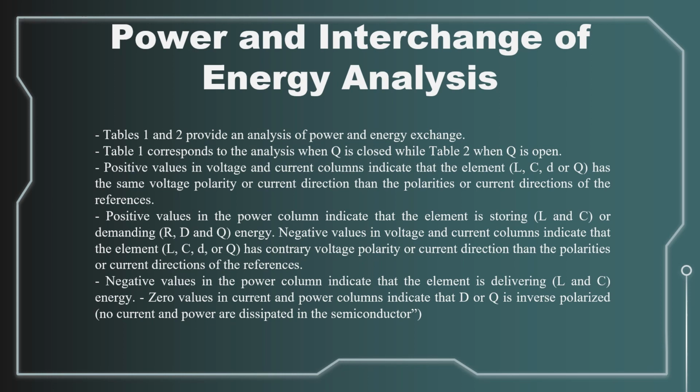A negative value in the voltage and current columns indicates that the element L, C, D or Q has contrary voltage polarity or current direction to the polarities of the current directions of the reference. A negative value in the power column indicates that the element is delivering L and C energy. Zero values in the current and power columns indicate that D or Q is inverse polarized. No current and power are dissipated in the semiconductor.